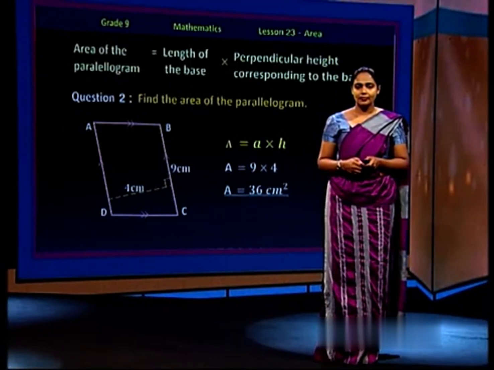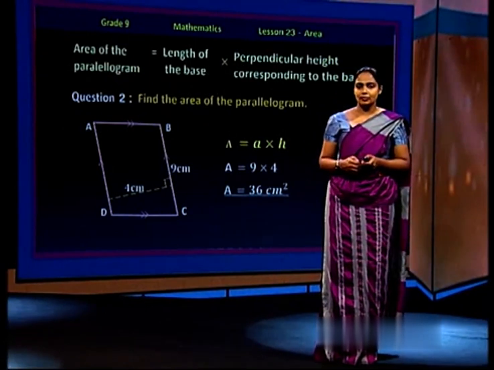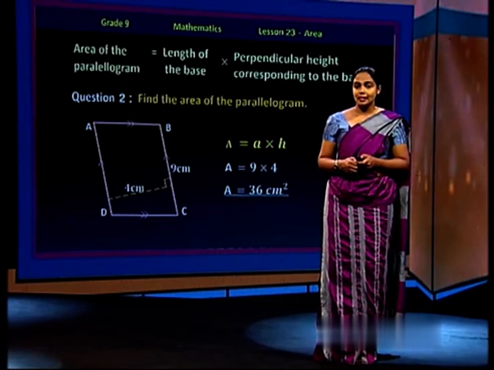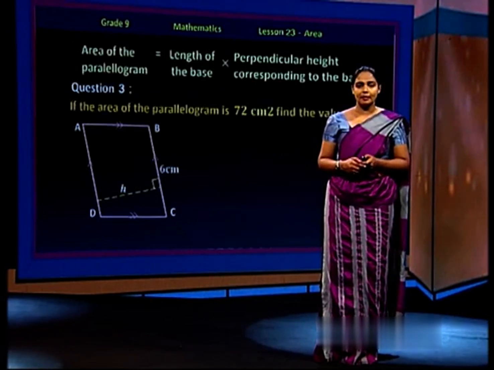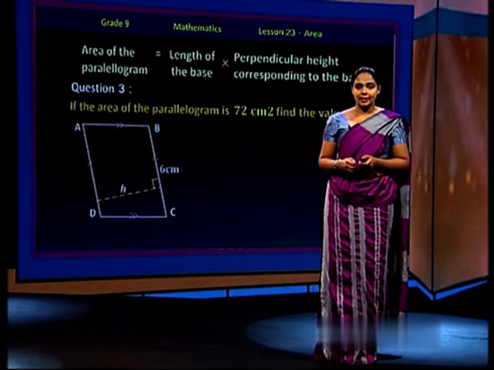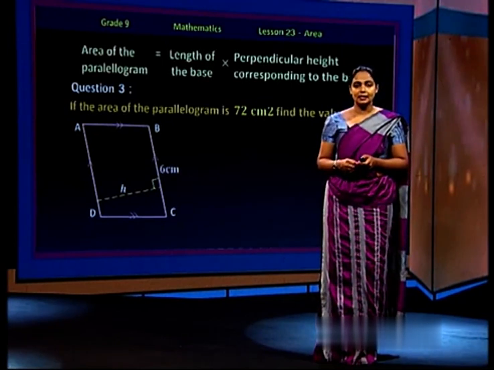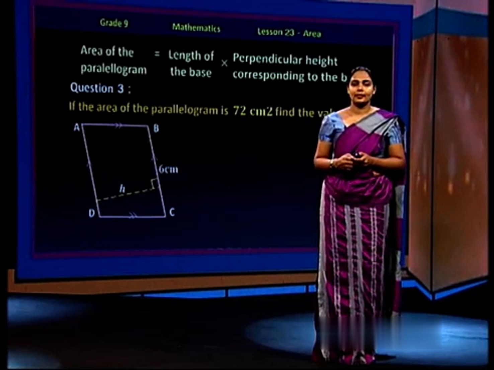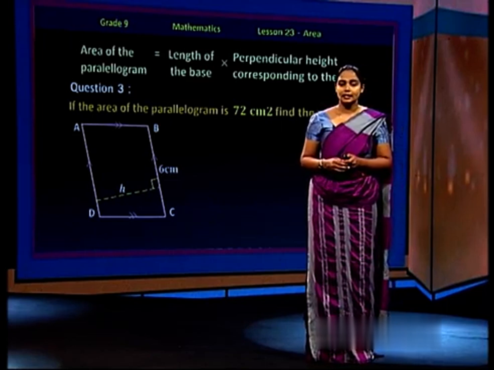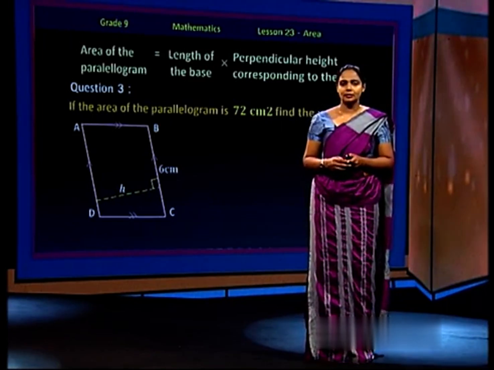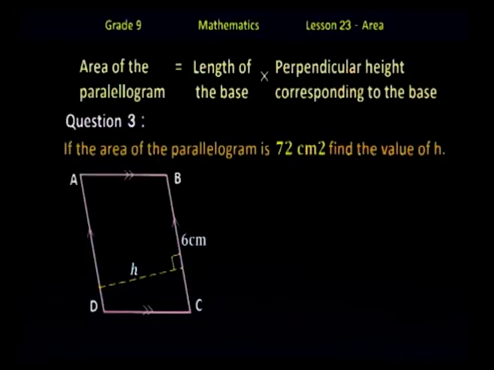Then dear students, I think all of you can find out the area of parallelograms if you have base and perpendicular height. Now look at this one. It is question number 3. If the area of the parallelogram is 72 square centimeters, find the value of h. Now you have the area. Then you should find out the height. How can you do it? We know the method of finding area. The same thing is applied here.